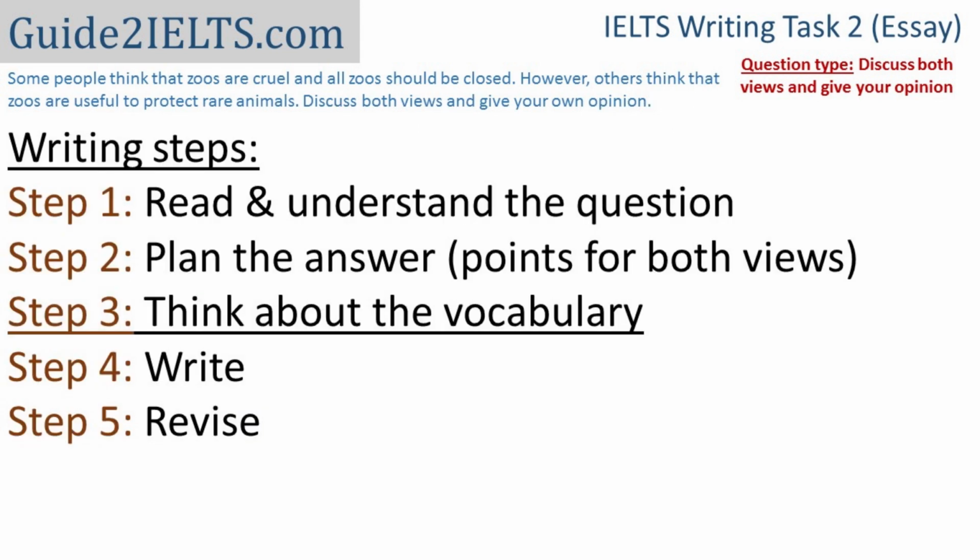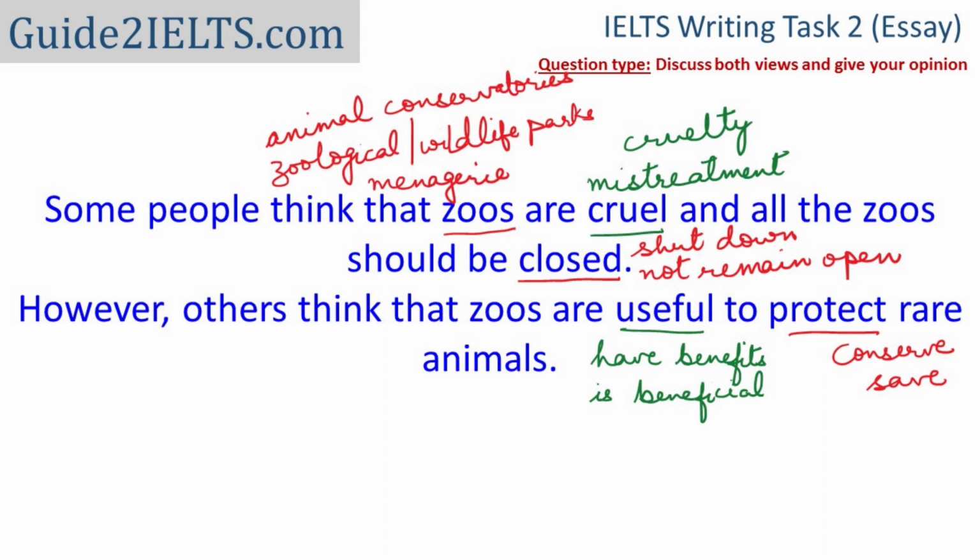Now before we start the actual writing, between planning and writing, you should just give yourself maybe a minute or so to think about what words and synonyms you would need when writing this question. Think of any specific phrases that come to your mind so as to avoid repetition of words and phrases in the writing. Now in this case, for a word like cruel, I could write mistreatment.